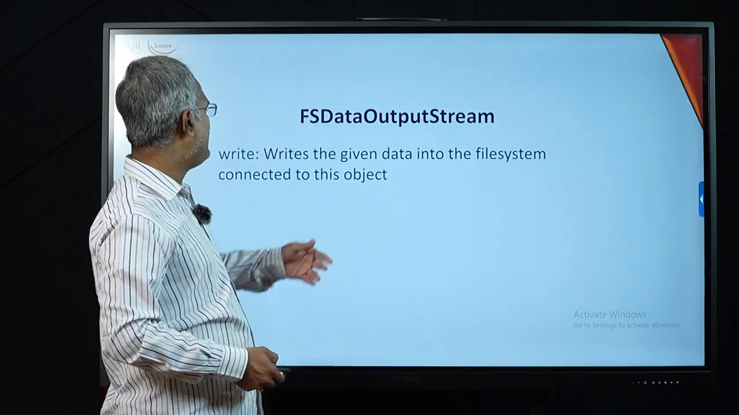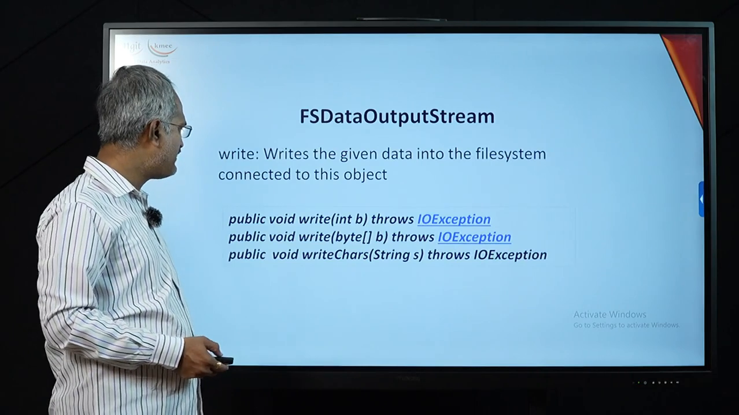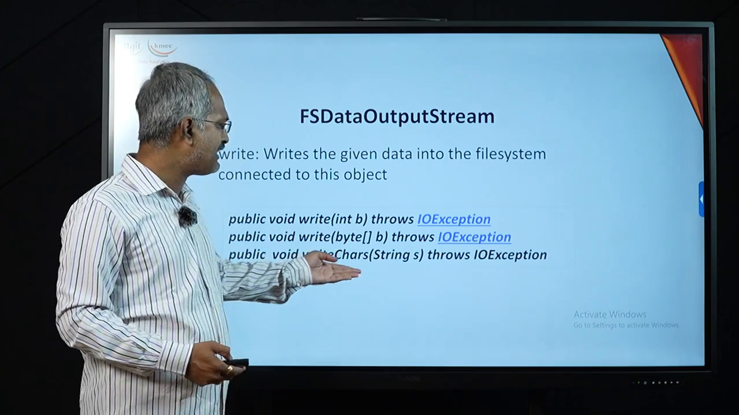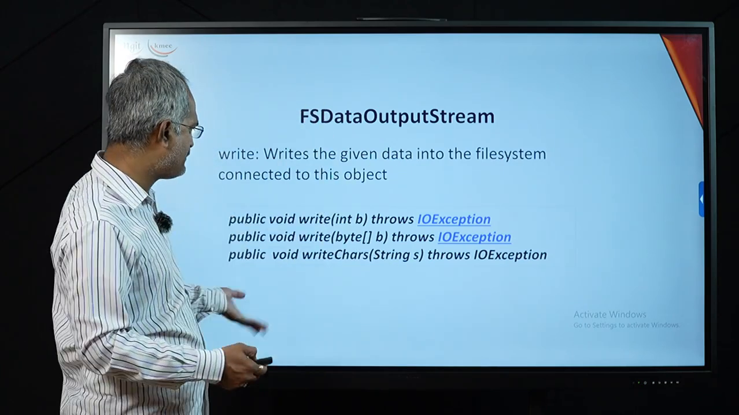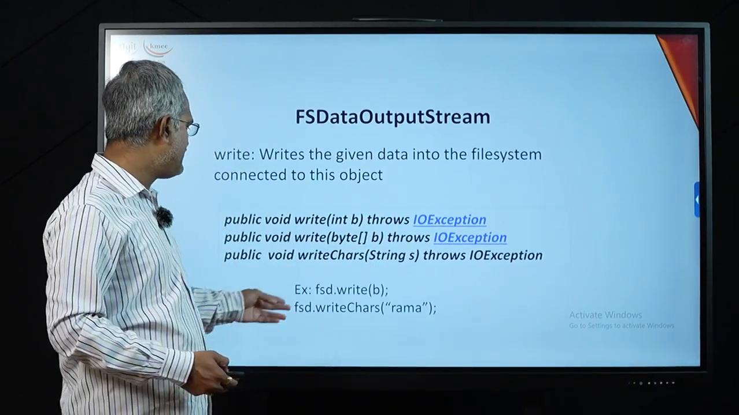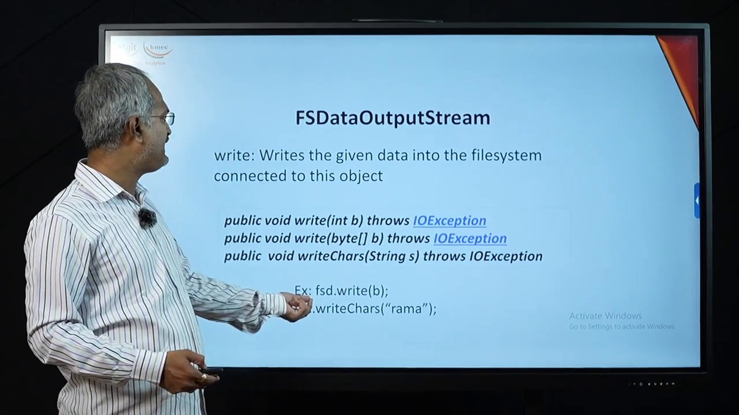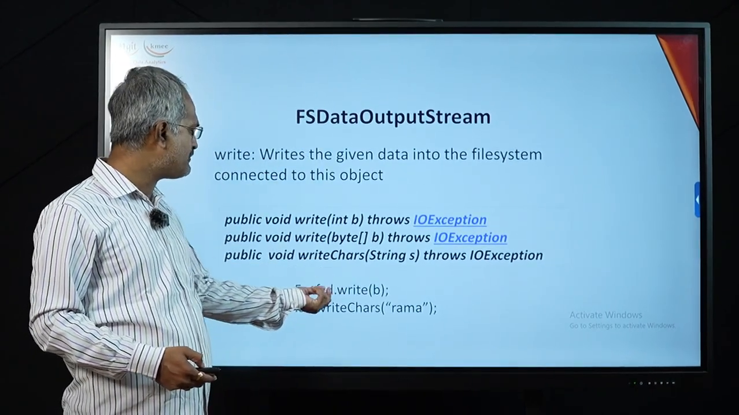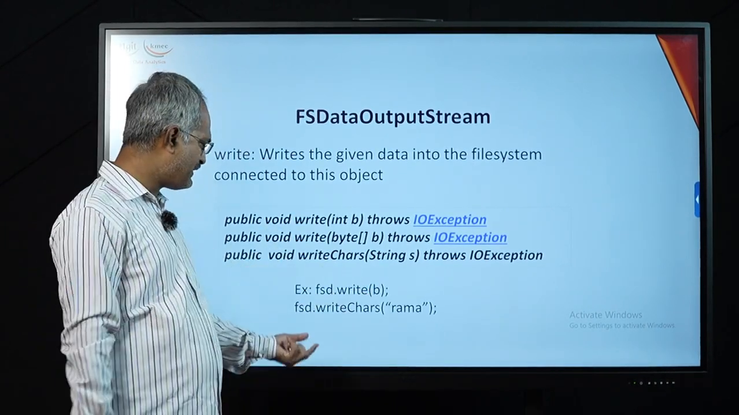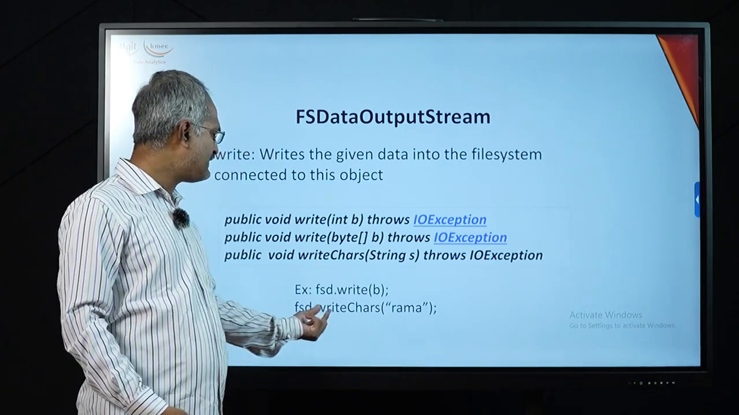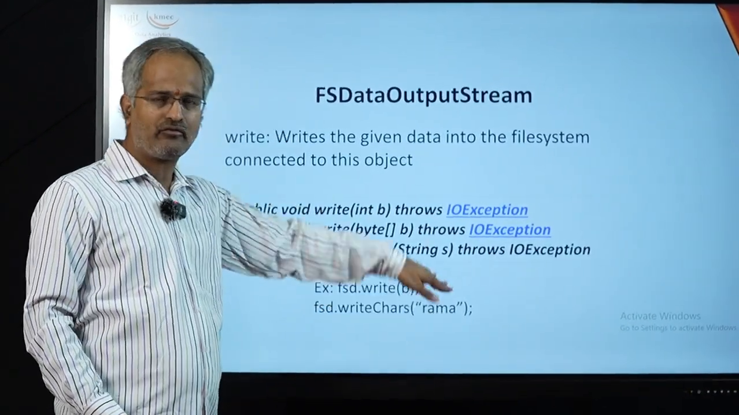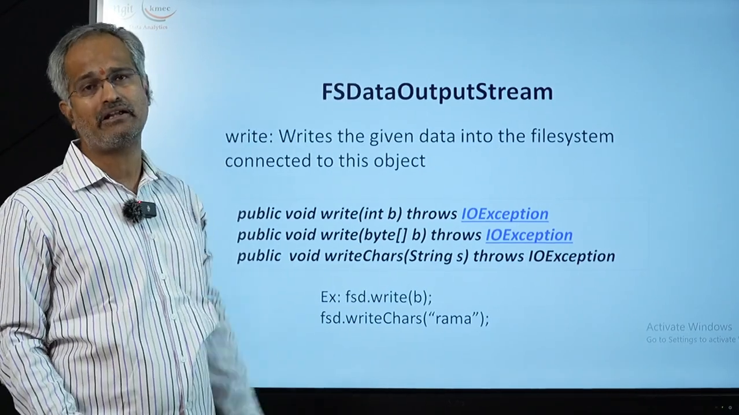Now how to write? There is a write method available. So write of byte, you can write the byte stream, and write of characters, you can write the character stream completely. So all these throw the IOException, you have to handle that. And the simple example is fsd. fsd means FSDataOutputStream object. I am creating that. Write of b, whatever b you are giving, that will be written. And characters, fsd.write of characters, you can give directly the characters, so that the given text will be written onto the given file.